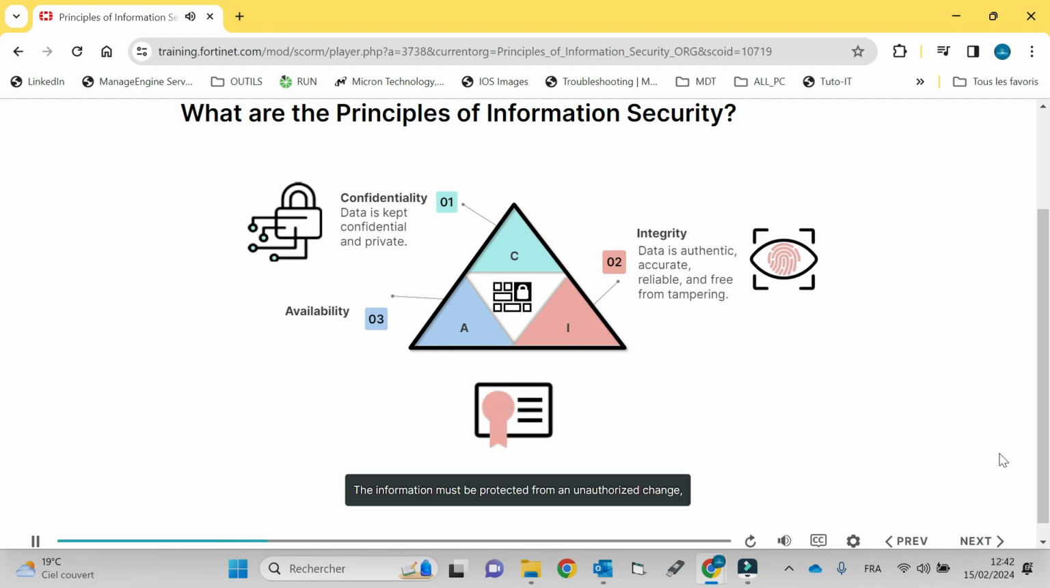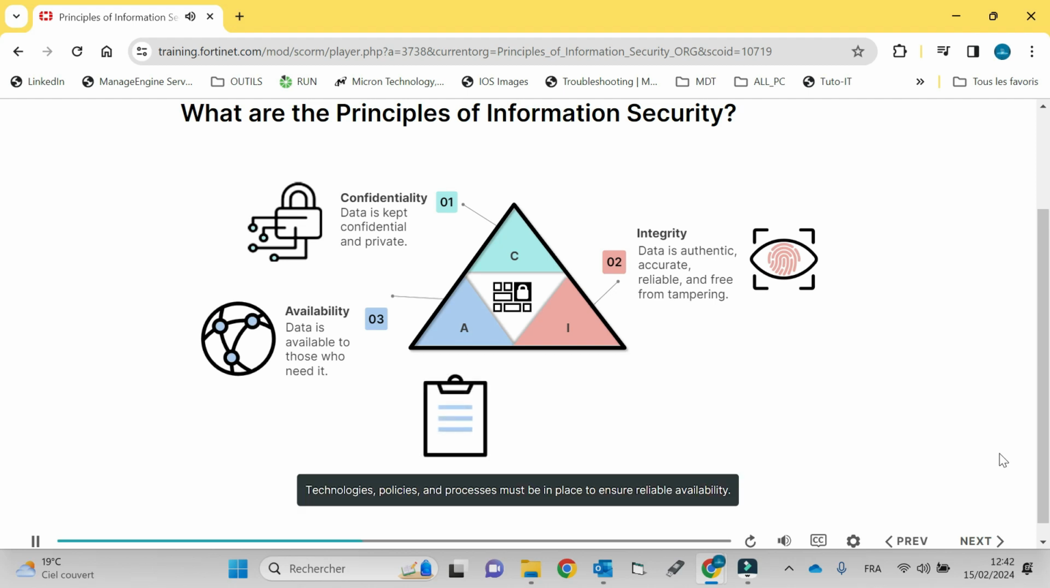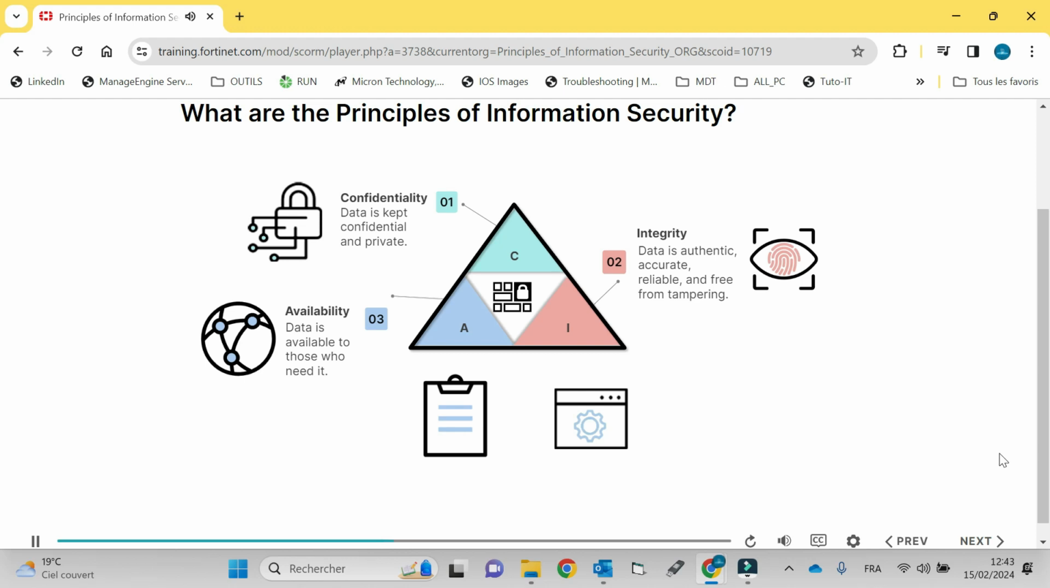The information must be protected from unauthorized change, and if it is altered, then you must be alerted to this fact. Last, authorized parties must have access to the information. Technologies, policies, and processes must be in place to ensure reliable availability. Together, these three principles constitute the CIA Triad.